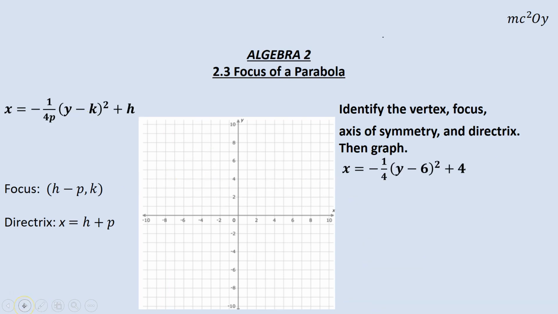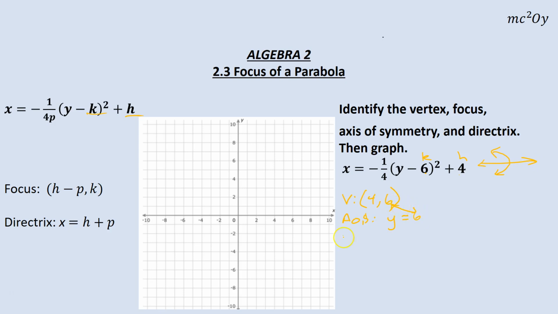Alright, and then one more here where we have x equals -1/4, so -a, so it opens up like this. Okay, so once again, vertex. Vertex is going to be 4, 6. So (h, k). Well, this one's k now, and this one's h. Okay, got that over there. Axis of symmetry. Since this is going to be my axis of symmetry running down the middle, it's going to be y equals. It's y equals 6. The same values.